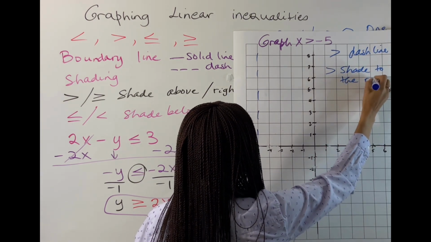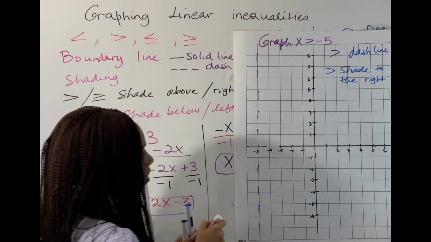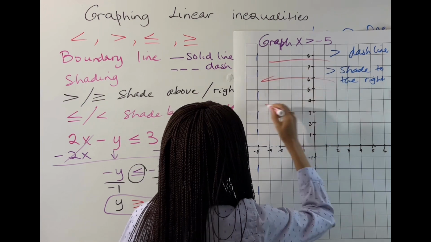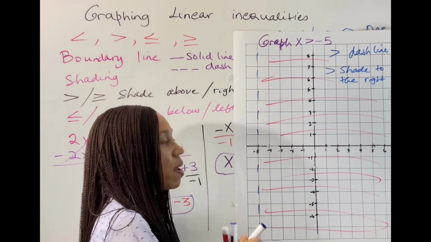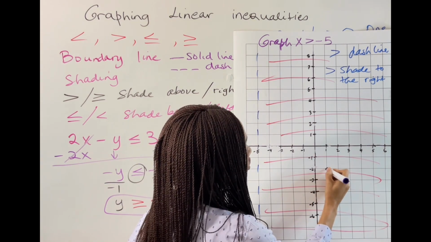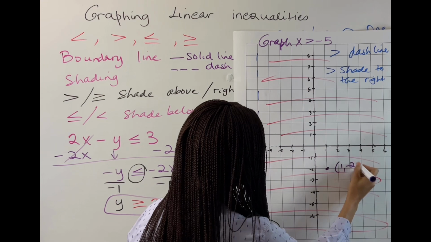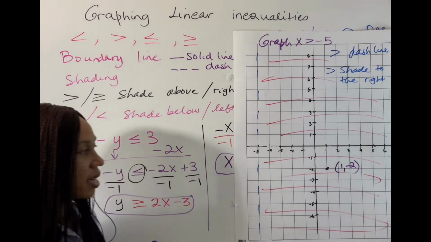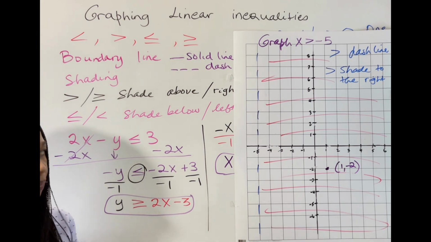the right. So we're going to shade anything to the right over here. And this is what it's going to look like. Choose any point in the shaded region, and I can choose this point, which is 1, -2. And that will make the solution true anywhere within the shaded region.